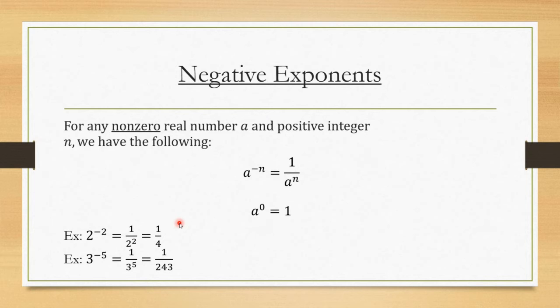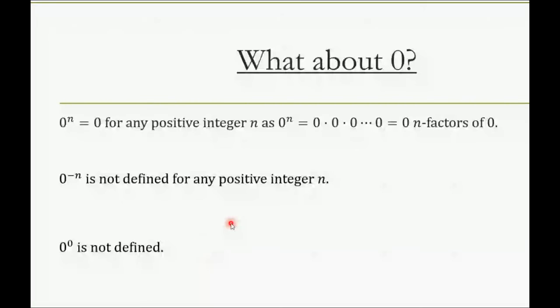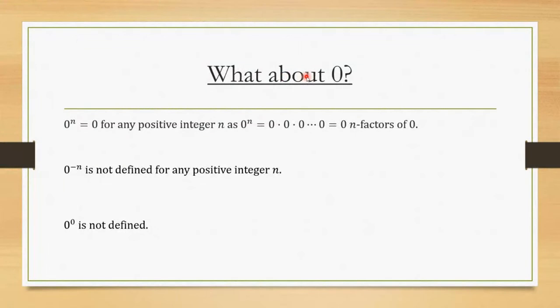Okay, so we said a had to be non-zero here. Well, what about when we have 0? Well, 0 to the n, that's going to be just 0 when n is a positive integer, for any positive integer n. And why is that? Well, here you're just multiplying 0 with itself n times. So you have n copies of 0 and you're multiplying them together. But 0 times anything is 0, so we get 0.